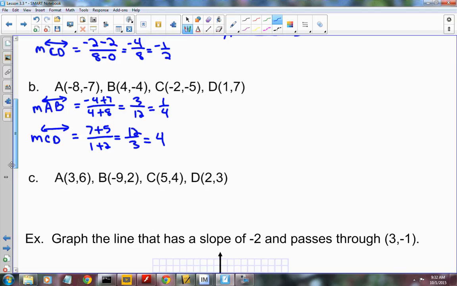Parallel, perpendicular, or neither? They're reciprocals, but they're neither. Why are they neither? They're reciprocals, but they're not opposites, are they? One of them has to be positive and one of them has to be negative. So this one would be neither. Okay, try the next one by yourself.